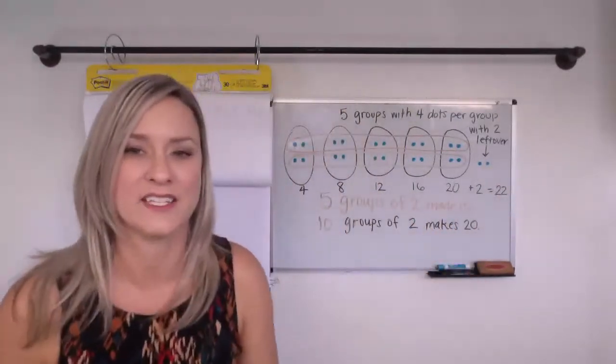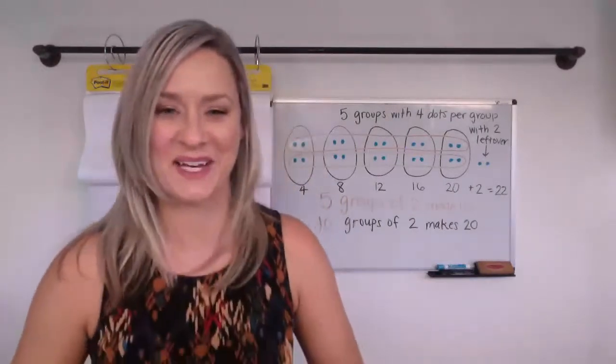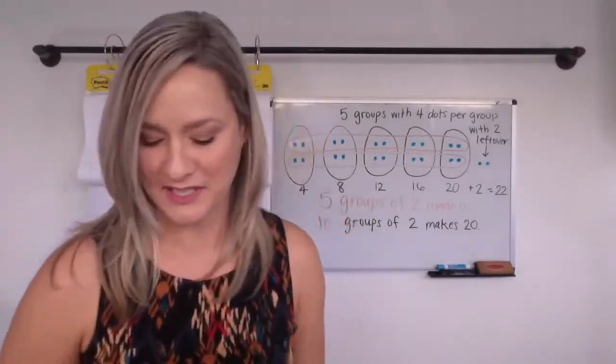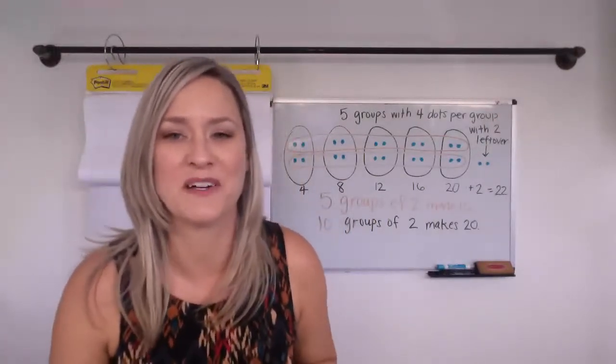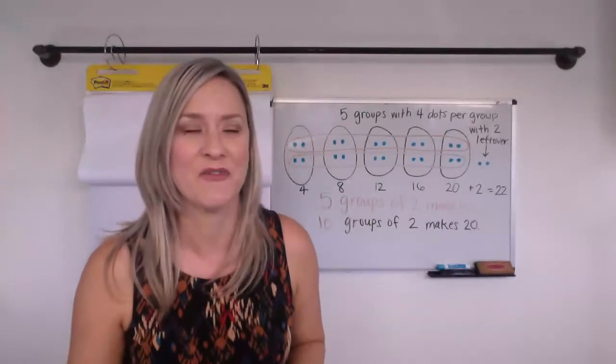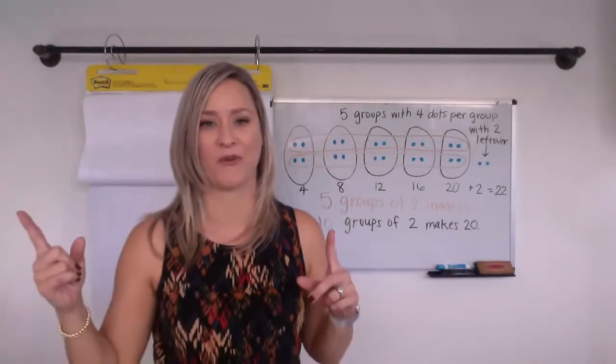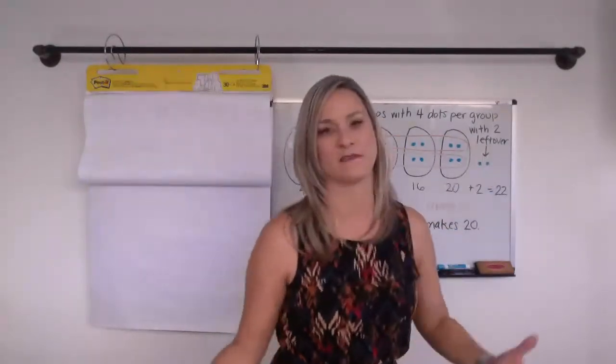4, 8, 12, 16, 20. All right, count it with me again. Ready? I like to put things to a beat. I get a little wild when I'm doing my math. Ready? 4, 8, 12, 16, 20. If we had 4 more, it would be 24, but we had 2 missing. They didn't get the group.